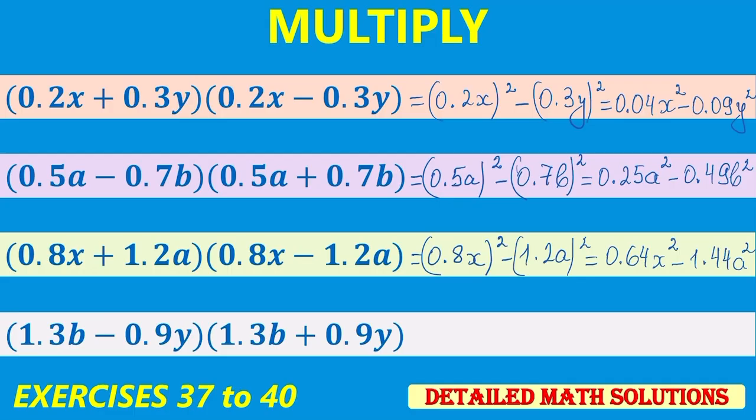Lastly, I need to multiply (1.3b - 0.9y) and (1.3b + 0.9y). When I apply the formula, this equals (1.3b) squared minus (0.9y) squared, which equals 1.69b squared minus 0.81y squared.